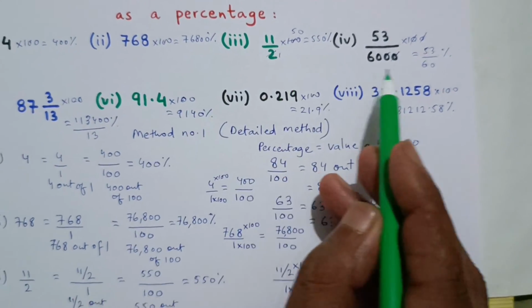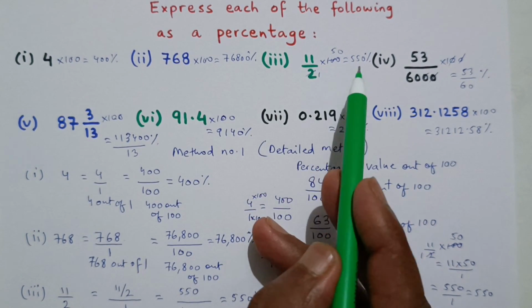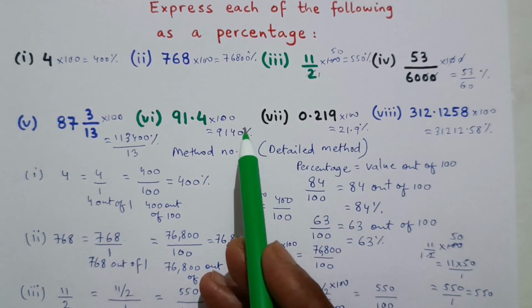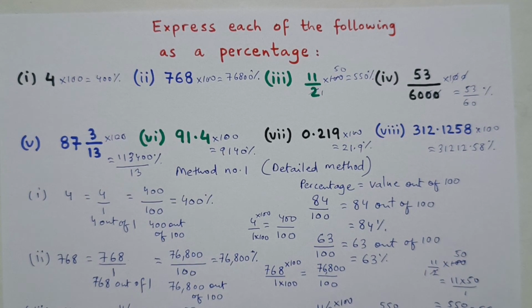So this is the faster method. Multiply the number by 100, whatever value you get, that is your percentage. So this is how you can convert any number to percentage.